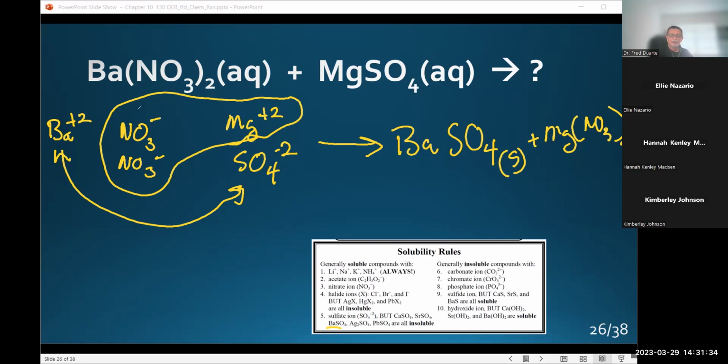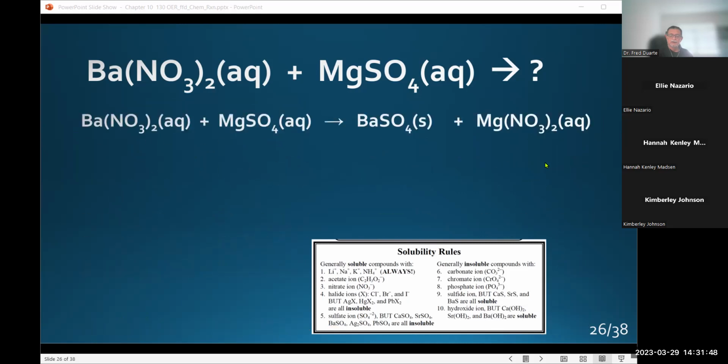So I got one barium on the left, one on the right, two nitrates on the left, two nitrates on the right, one magnesium on the right, one magnesium on the left. Okay, so it is balanced. And I did forget to follow up on the solubility of the nitrates. We know that all nitrates, regardless of what the metal is, are soluble. So we get an aq there. So this is a positive reaction. We get a precipitate, okay?